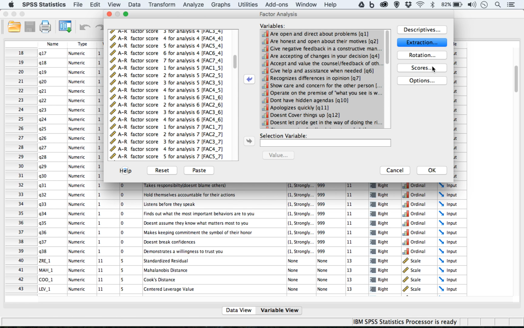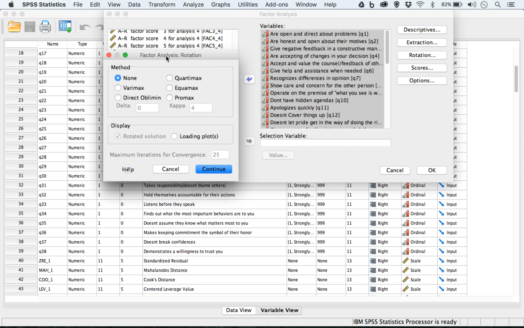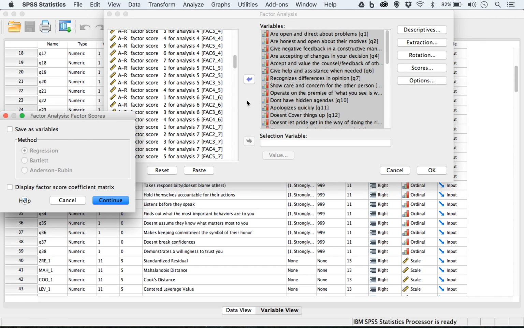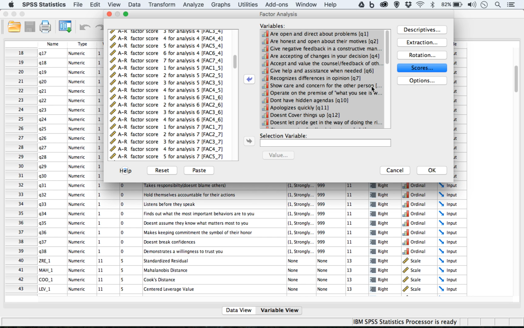those 38 variables. For the rotation, since I have done my data analysis, I know that they highly correlate in order to be similar trust-related behaviors, so I'm going to choose the Promax method for rotation. I want loading plots and the rotated solution, and I typically keep the maximum number of iterations to 25. For scores, I like to save my variables, and I use Anderson-Rubin as a test. I also like to display my factor score coefficient matrix.